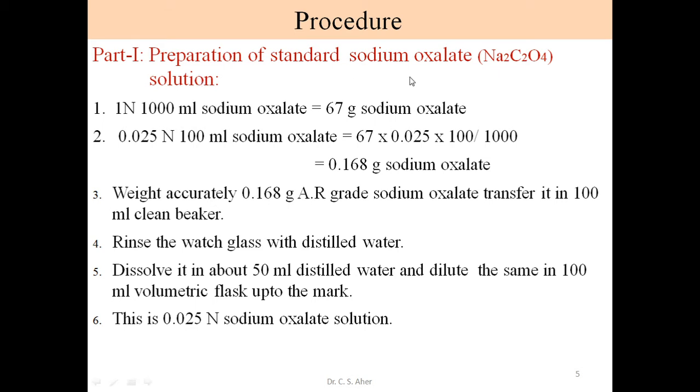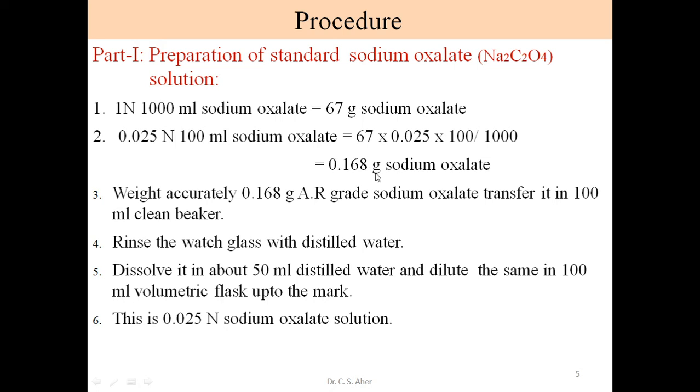So this first part is only preparation of the standard solution. We know 1 normal, 1 liter sodium oxalate preparation requires 67 gram of sodium oxalate, that is its equivalent weight. We require 0.025 normal and only 100 ml of sodium oxalate solution. For that, the weight required is 67 into 0.025 into 100 divided by 1000, which corresponds to 0.168 gram of sodium oxalate.